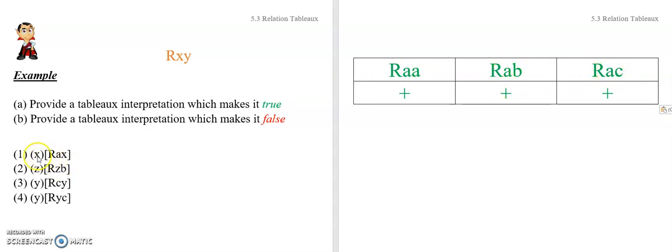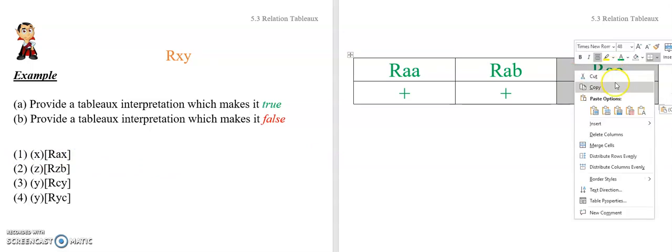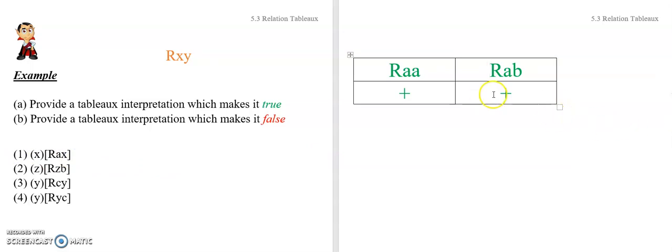And since the statement is that everything is such that A loves it, and we're trying to make that statement true, we have to have a plus in all three of these. And so this is a relation tableau in 3 objects that makes this sentence true. Now, if you only had a 2-object domain, you could just get rid of this one. It would look like this, and you would have A loves A and A loves B, and that would make it true that everything in our 2-object domain is loved by A.